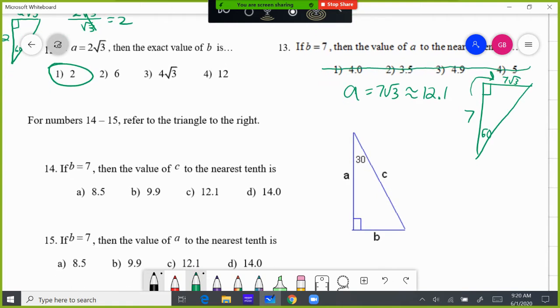Okay, 14 and 15 refer to the triangle to the right. Oh, see, this one is drawn to scale. The 30-degree angle B is smaller than A, so this one's drawn better. So we still have a 30, 60, 90 triangle. If B is 7, find the value of C. So we have the side that is opposite of the 30-degree angle. To find the hypotenuse, you just need to multiply by 2. So this would be 14. So the answer is D.